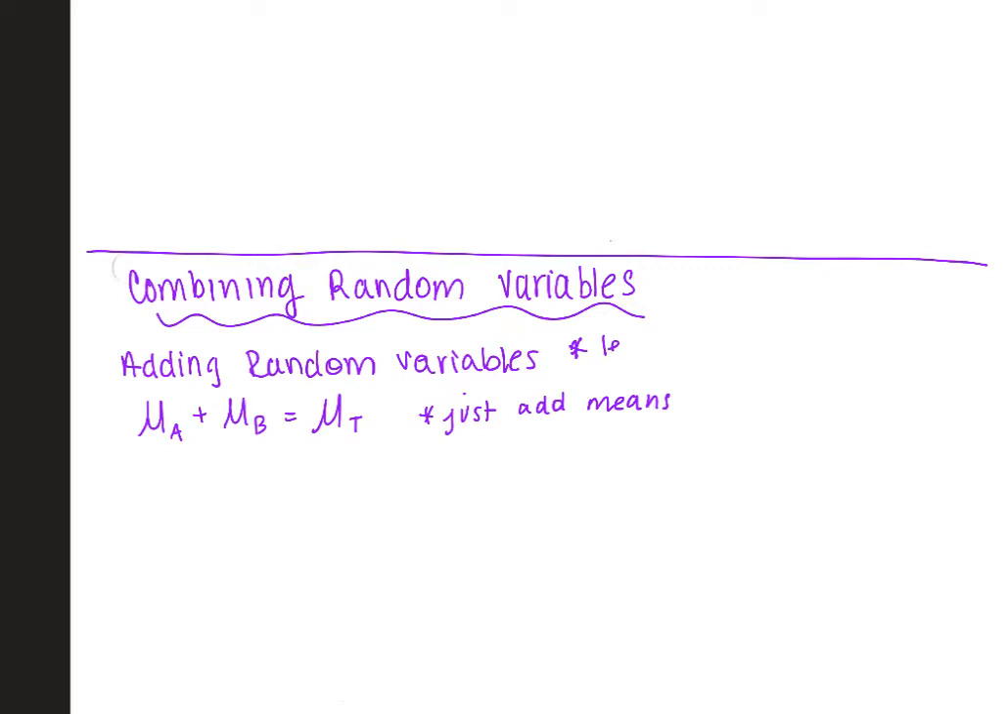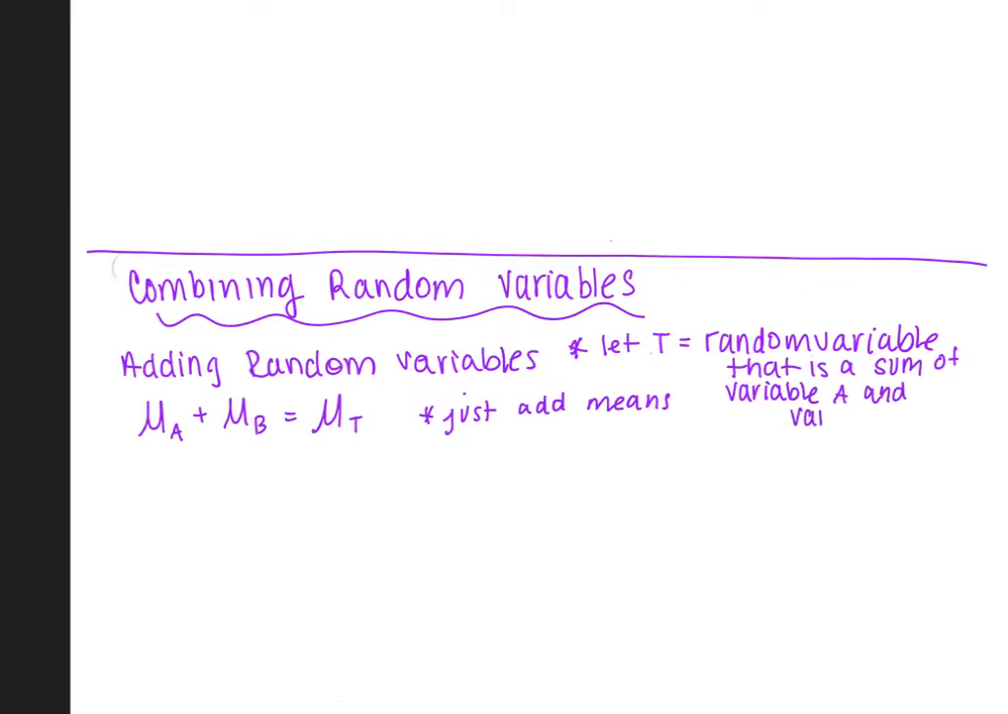So we're going to let t be a random variable that is a sum of variable a and variable b. And so if I wanted to find the mean of t, then I would add the mean of a plus the mean of b. Now, if I want to find the standard deviation of t, it's not as easy.